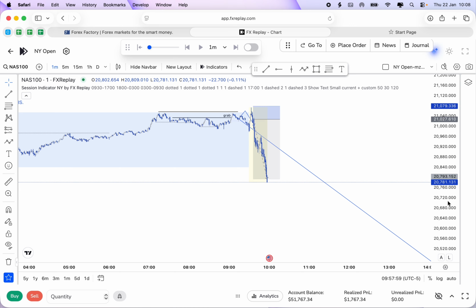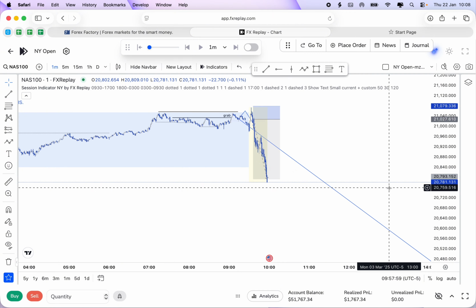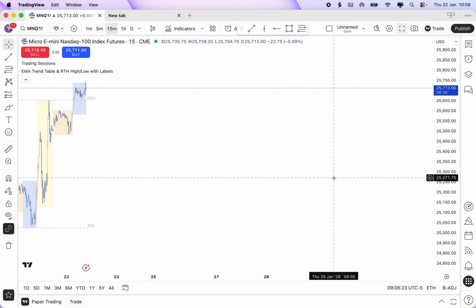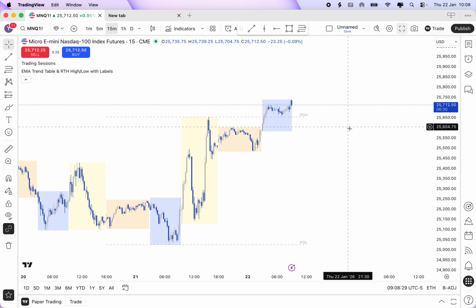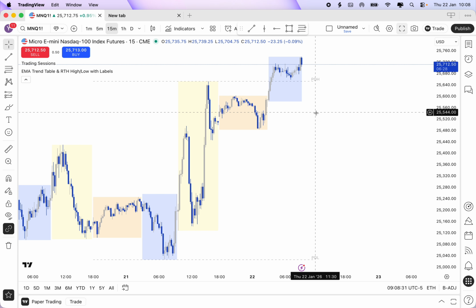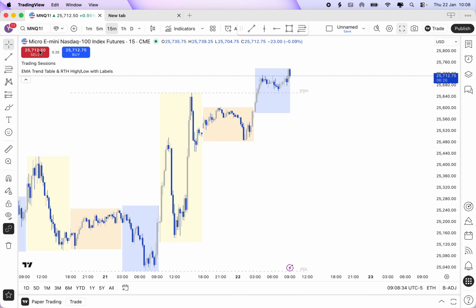This is going to be my first time paper trading live for my new strategy that I just came up with yesterday. Pretty excited. We're going to be trading on the Micro E-mini Nasdaq.